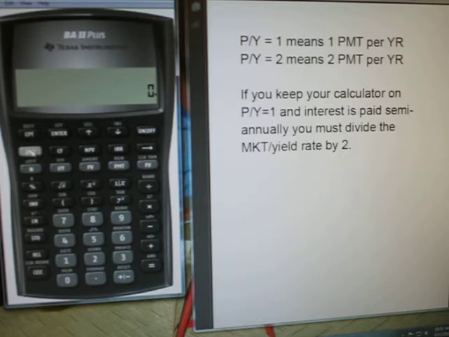Next thing I want to go through is payments per year. So hit Second, P/Y, and your payments per year should be on 1. Go Enter. If you keep your payments on 1 payment per year and interest is paid semi-annually on a bond, you must divide the market yield rate by 2. So we're going to run through some examples of what that means.